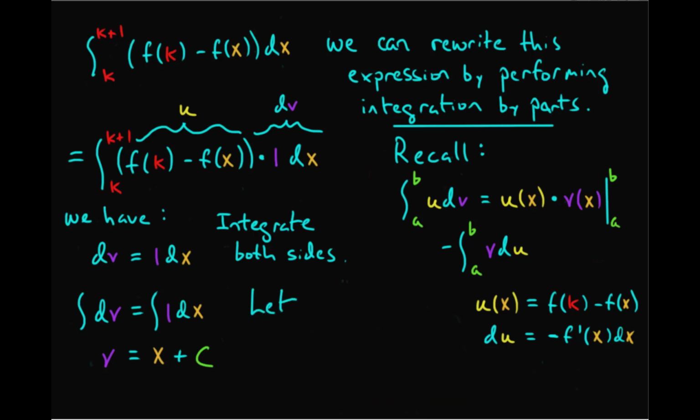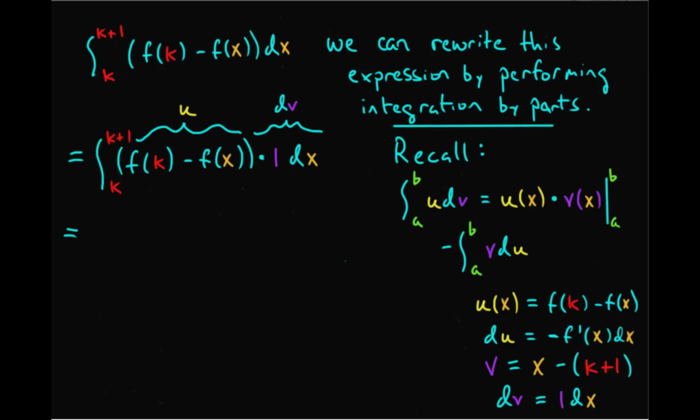So let's see what happens when we let c, the constant c, equal the negative of the quantity k plus 1. So v equals x plus c, therefore v equals x minus the quantity k plus 1. So I'll move those facts to the right-hand side also, and now let's use these facts to actually do this integration by parts. So again, we have, by our formula for integration by parts, that the integral from a to b of u dv equals u of x times v of x, evaluated at the endpoints a and b, minus the integral from a to b of v du.